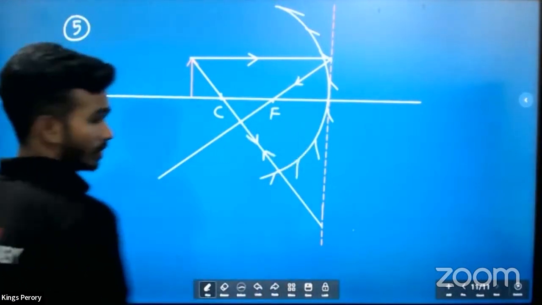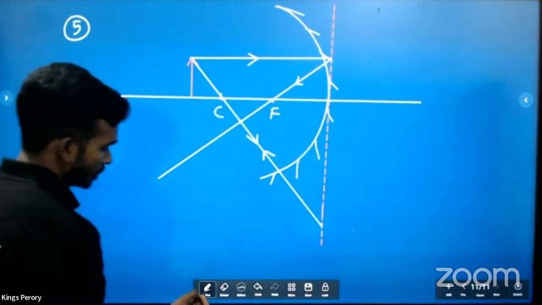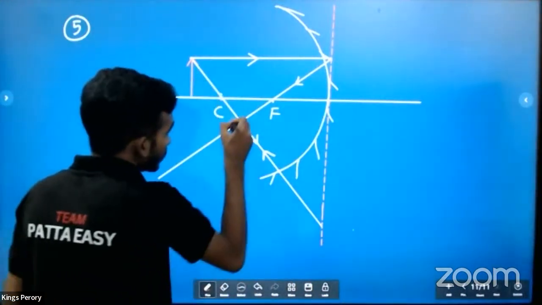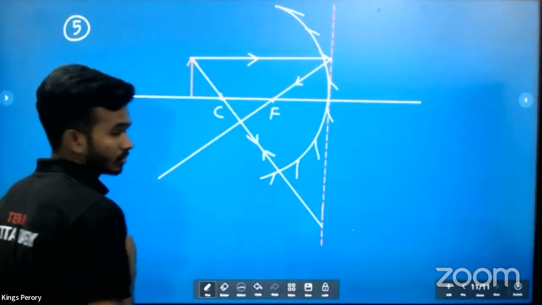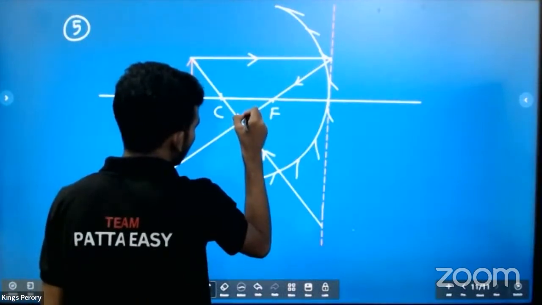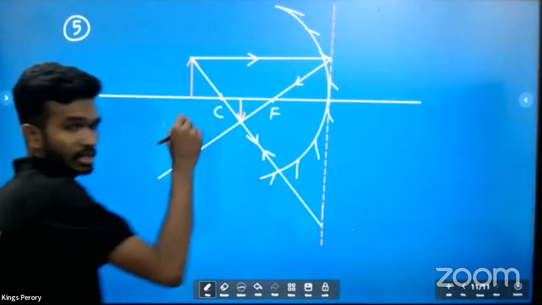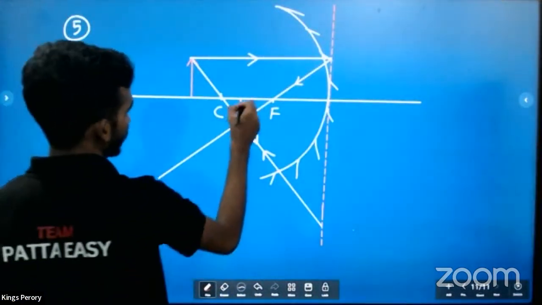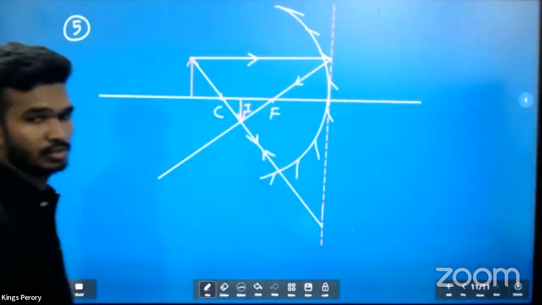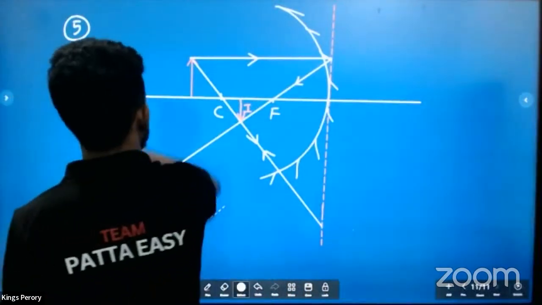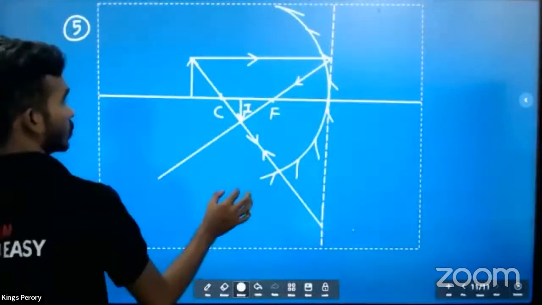Coming, reflecting, going. Where are they meeting? This is your meeting point. So that is where the head is formed. Always the tail is on the principal axis. That is your image.